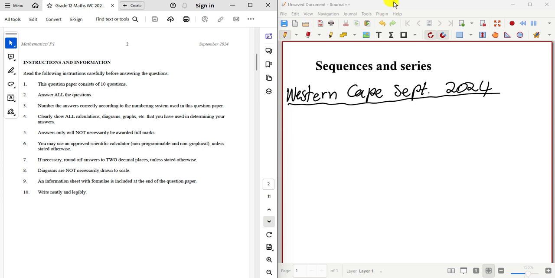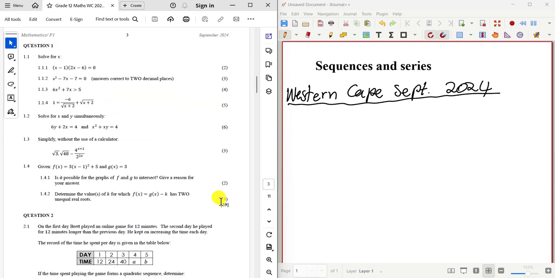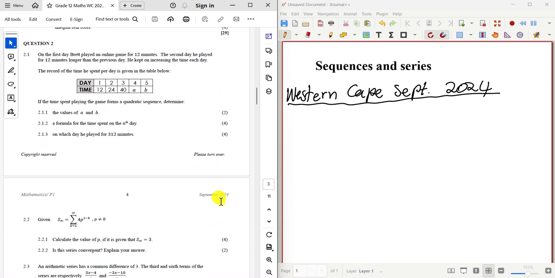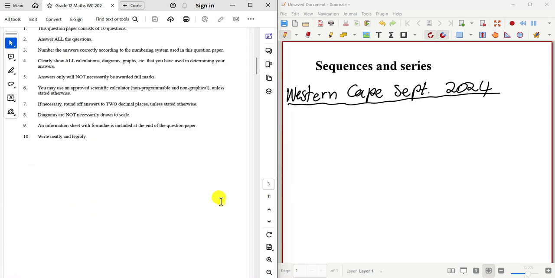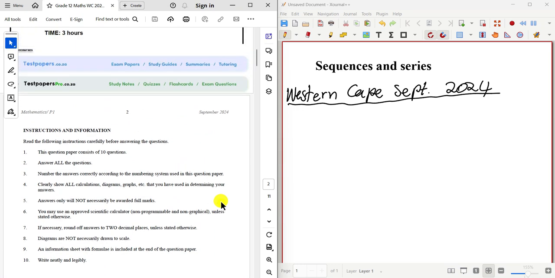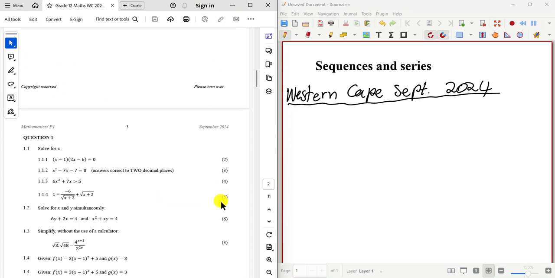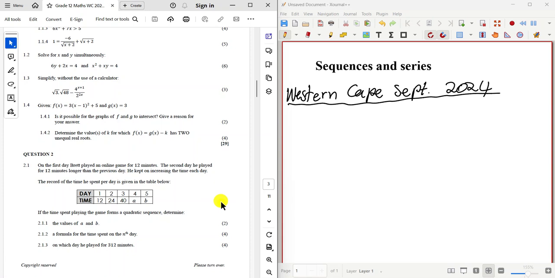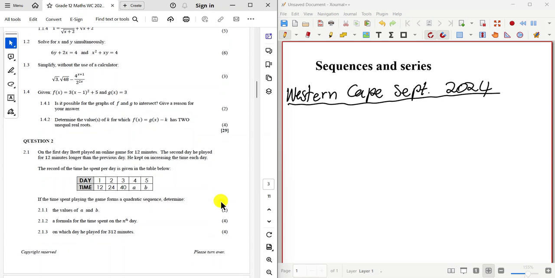All right. So because this is sequences and series, it's normally question 2 and 3. So here it is, question 2. And by the way, we should thank testpapers.co.za for their archives of past papers.